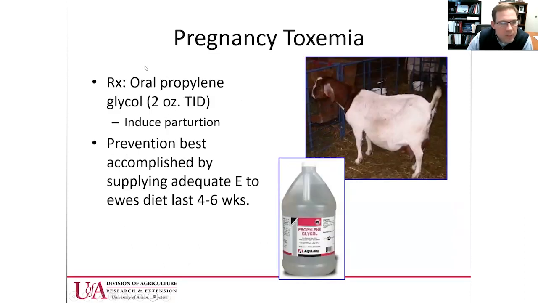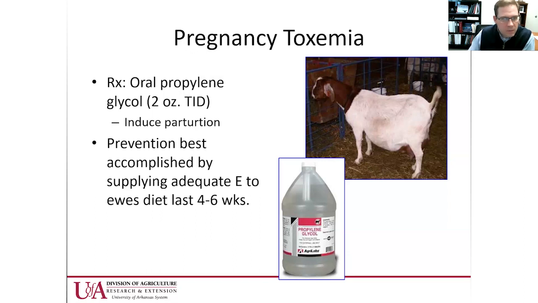Treatment here, usually I've used oral propylene glycol. That is a sugar type of solution. This is a bottle you usually can buy over the counter at the feed store, Tractor Supply, those kinds of places. And I give 2 ounces 3 times a day. The other thing that I consider, if I want to try and save the female, and I'm not too worried about the fetuses inside, is you can induce parturition using some medication from your veterinarian.